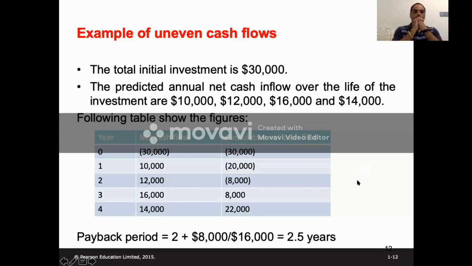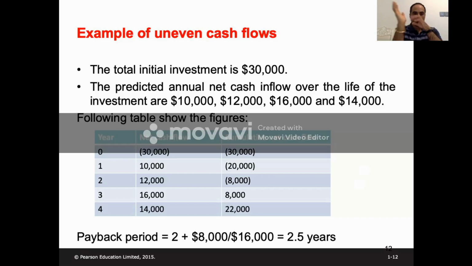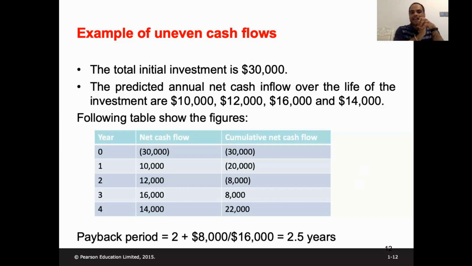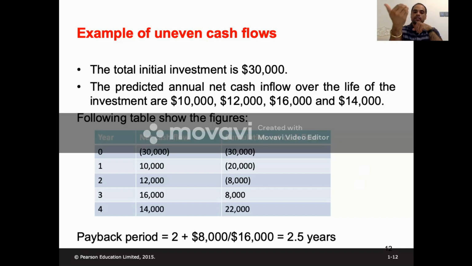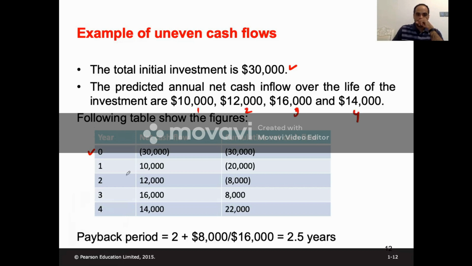So this is the question that you can see. The example of uneven cash flow. So you don't have to worry whether it's even or uneven. Right? So the question says that total initial investment is $30,000. The predicted annual net cash inflows over the life of the investment are: first year, 10,000, second year, 12,000, third year, 16,000, and the fourth year is 14,000. So we can write this like this. This is 0, which is the initial investment, and 1, 2, 3, 4.